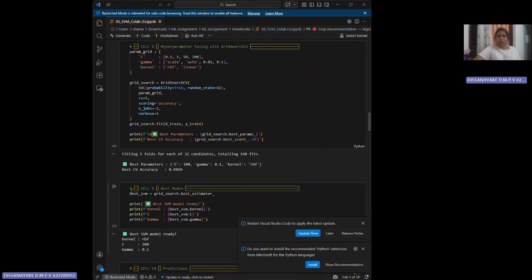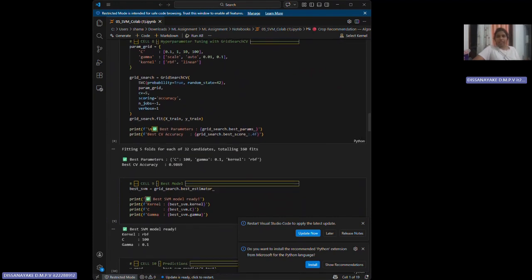We also visualize how the C parameter affects both training and test accuracy. Too low means underfitting, too high means overfitting.